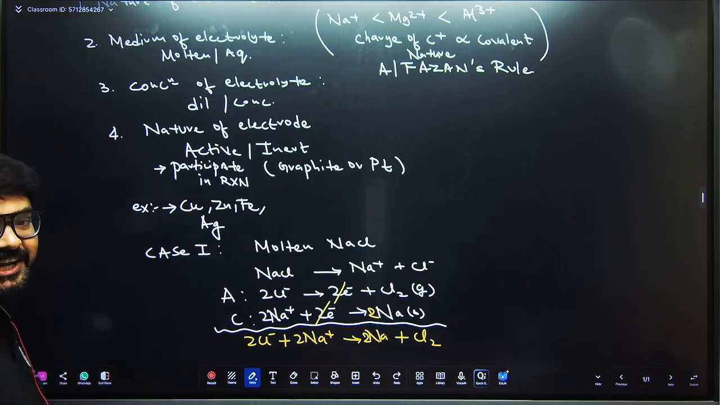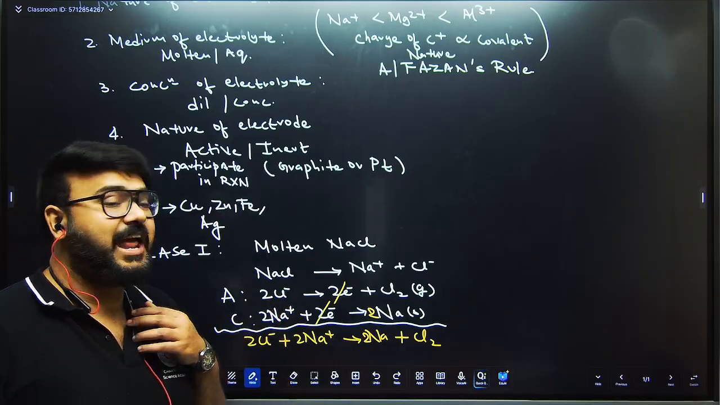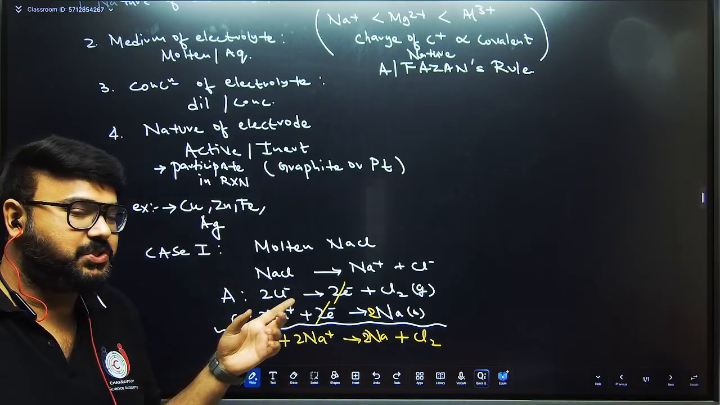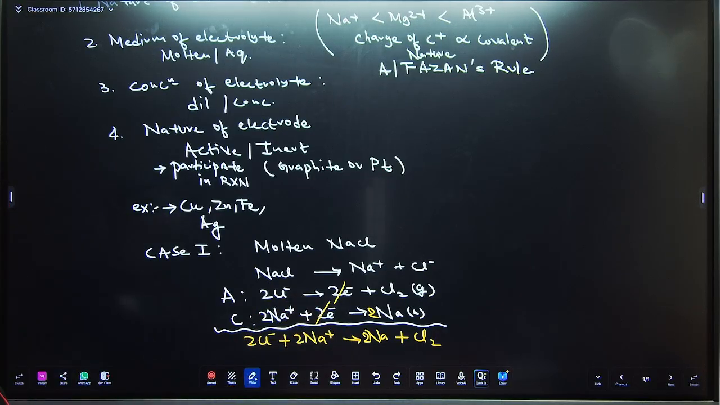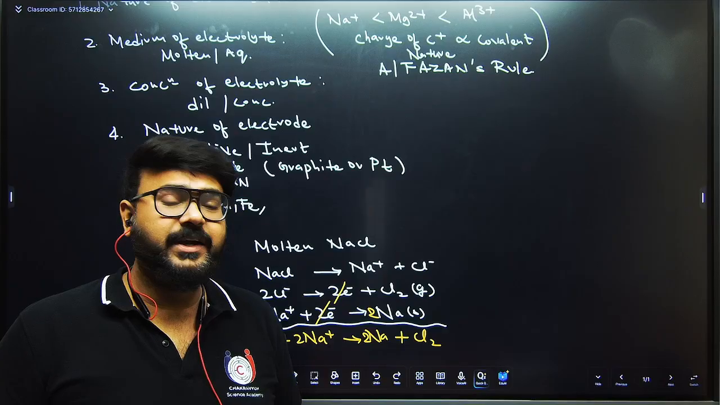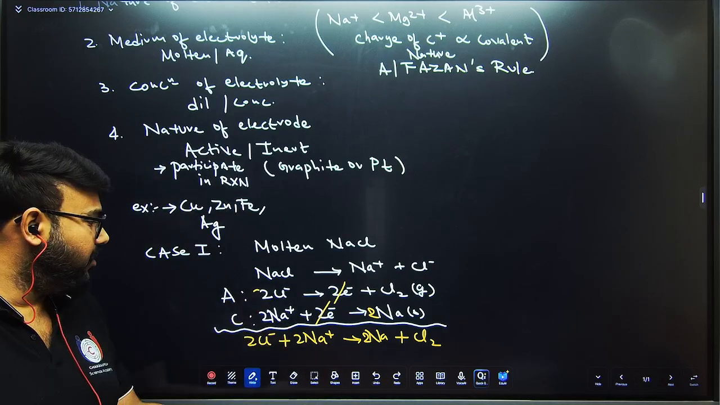So which electrode is here? It's not given. Which electrode is present at anode? For anode it will be platinum. Now do one thing. Rutvik, show me how you write the cell representation of this. How do you write the cell notation for this?